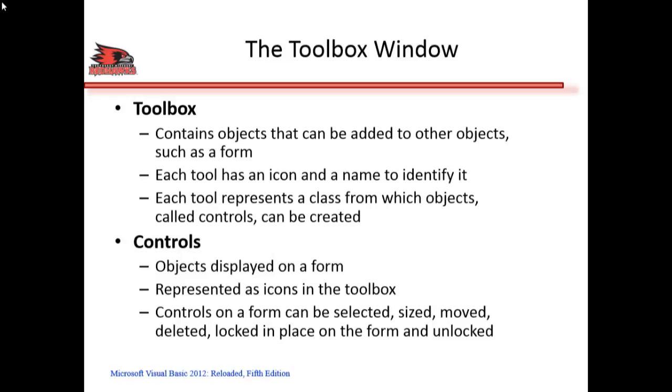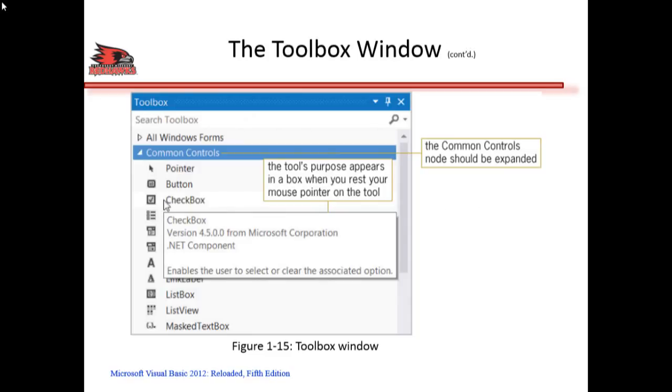And controls are basically how you want to interact with an object. Let's go to the next slide. You see a snapshot of the toolbox with different controls in it. These basically represent a class or a blueprint of each type of object, like checkboxes, buttons, pointers, list box. There are various tools and controls here.